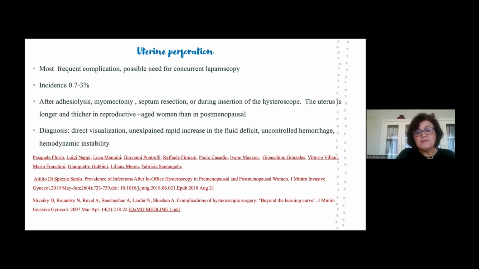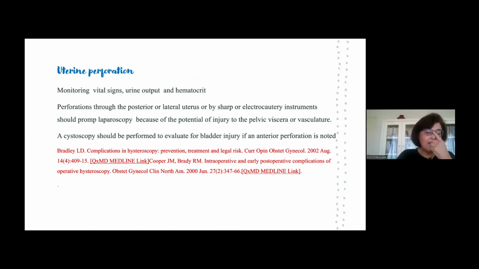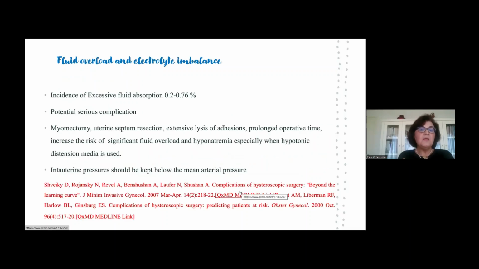Diagnosis is by direct visualization and an expected rapid increase in the fluid deficit, uncontrolled hemorrhage, or hemodynamic instability. With uterine perforation, monitor vital signs, urine output, and hematocrit. Perforation through the posterior or lateral uterus or by sharp electrosurgical instruments should prompt laparoscopy because of the potential injury to the pelvic visceral vasculature. A cystoscopy should be performed to evaluate for bladder injury in anterior perforation.